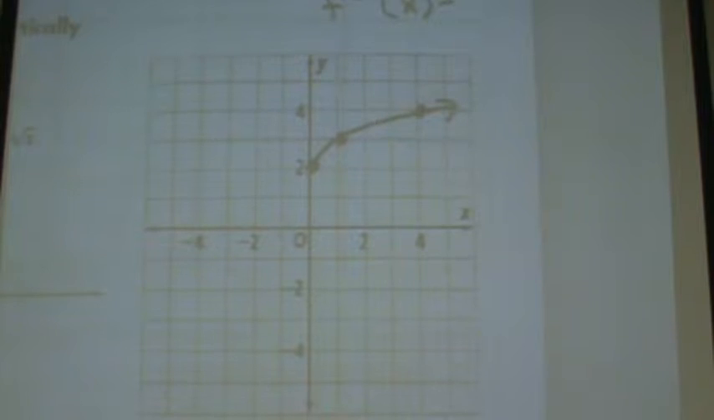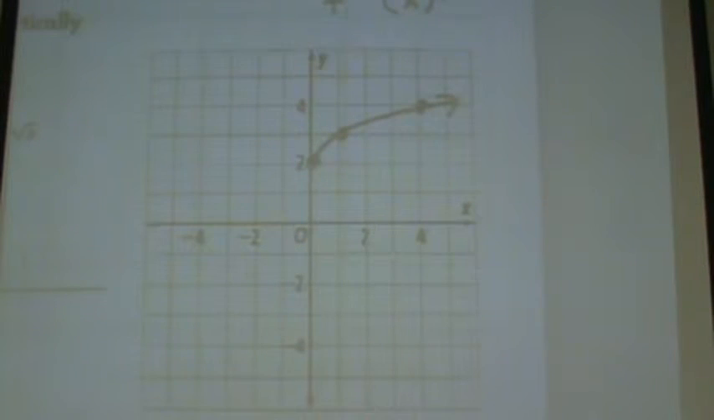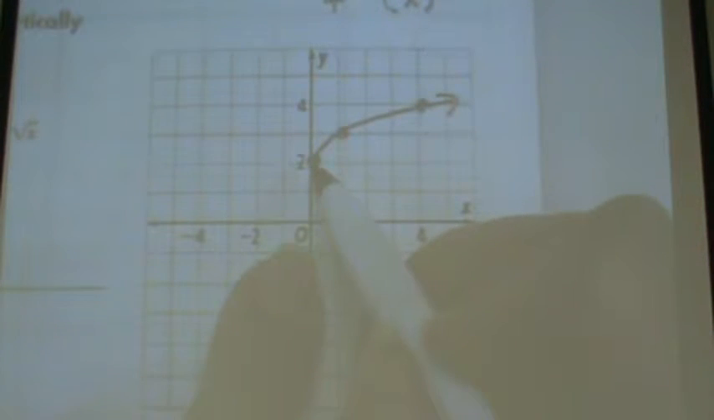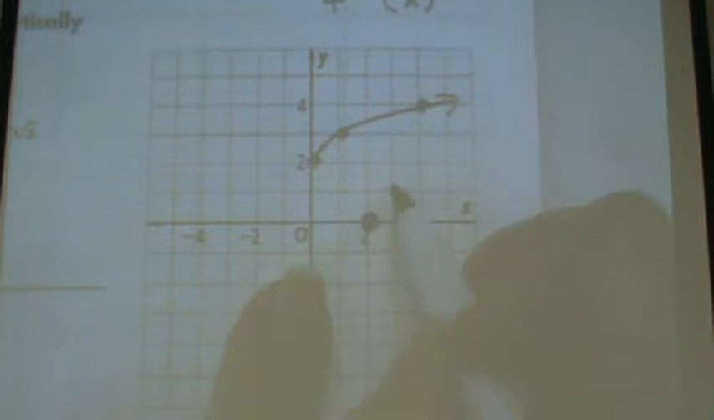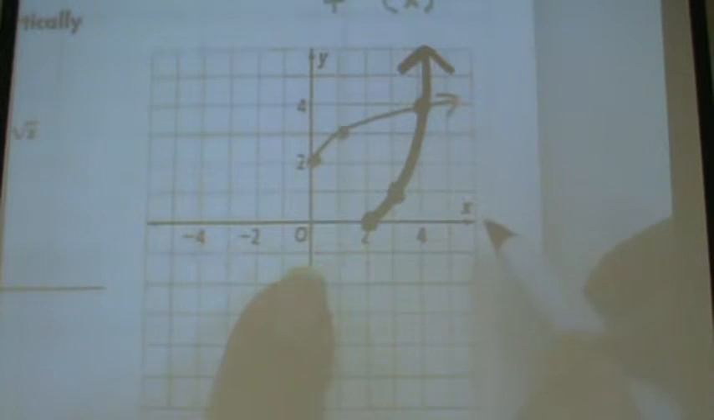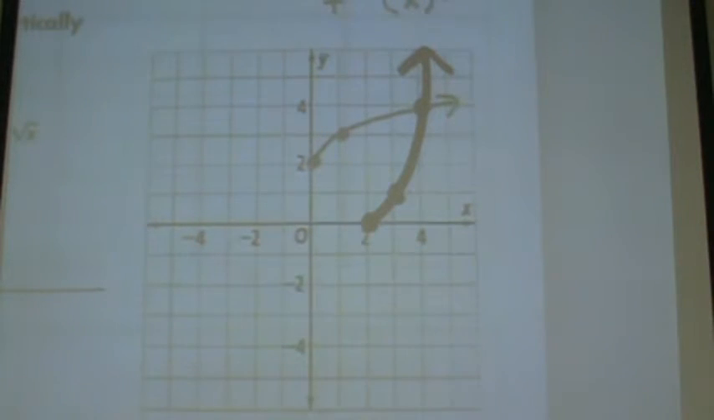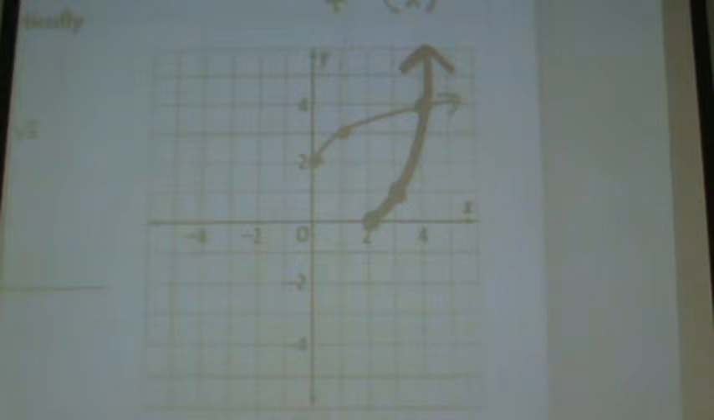So when we do the inverse, you get to write f negative 1 of x equals, to be fancy. Now, how do you find the inverse of these points? If this ordered pair is 0, 2, what's the inverse of 0, 2? 2, 0. So there it is, right there. What's the inverse of 1, 3? 3, 1. And what's the inverse of 4, 4? 4, 4. And so this is my picture. Right? Yes?